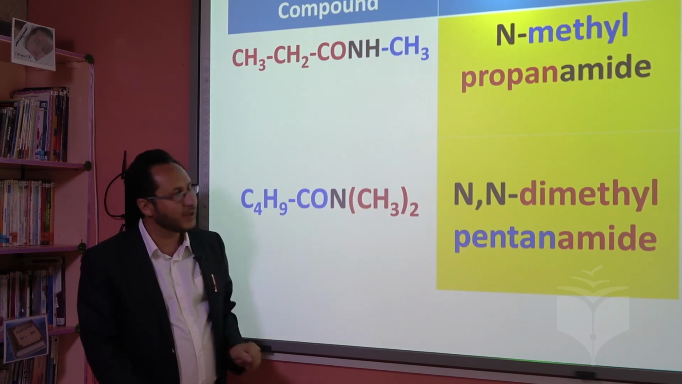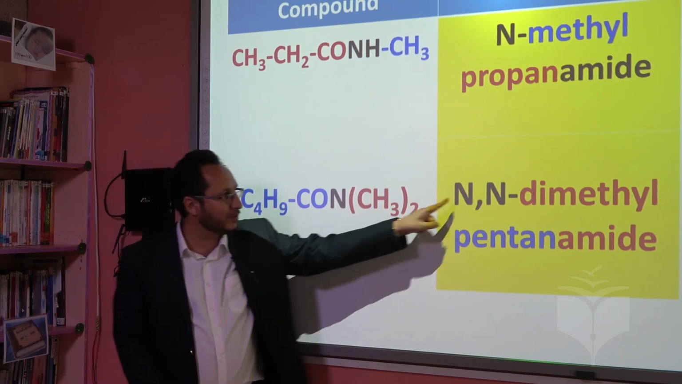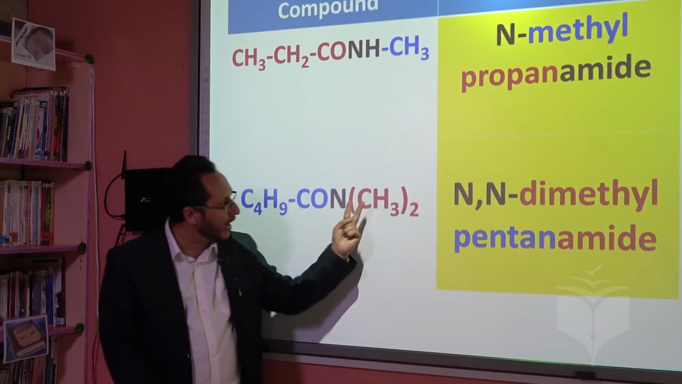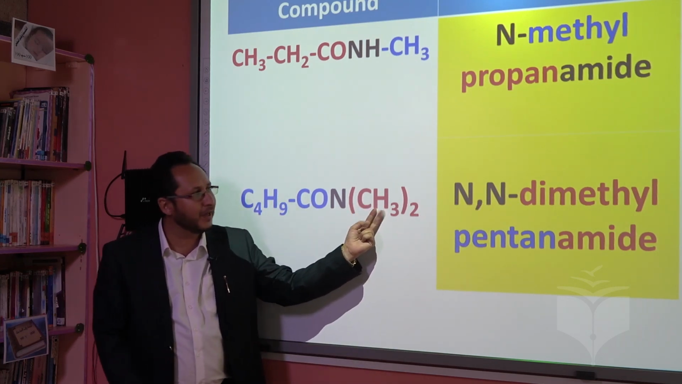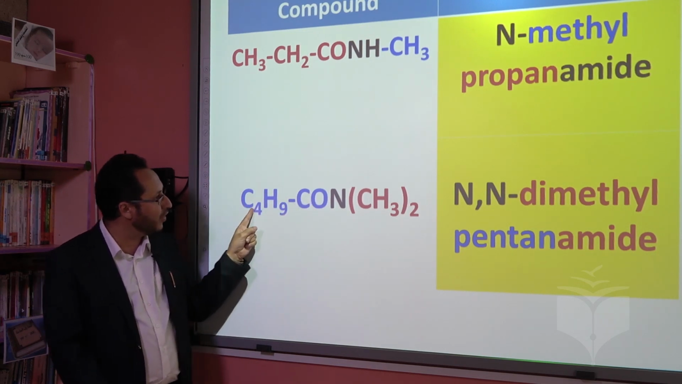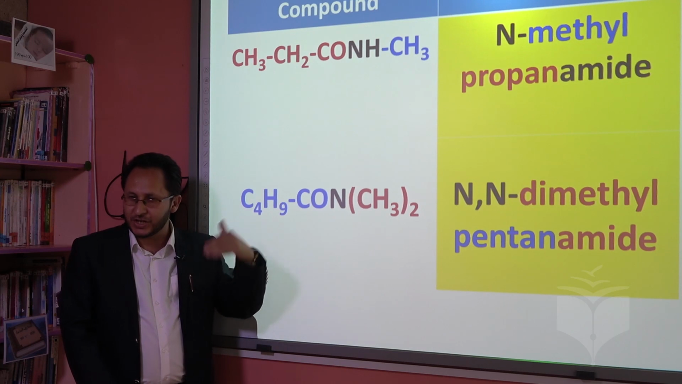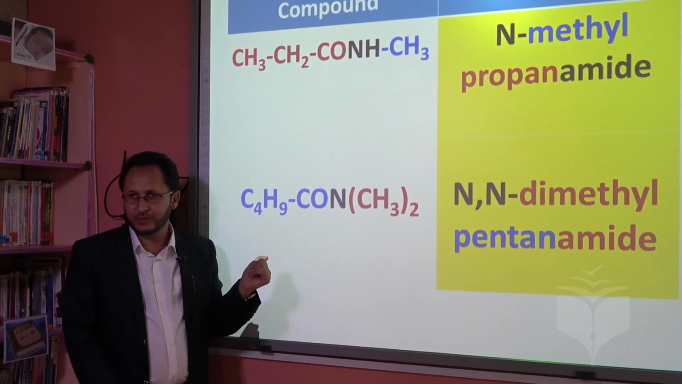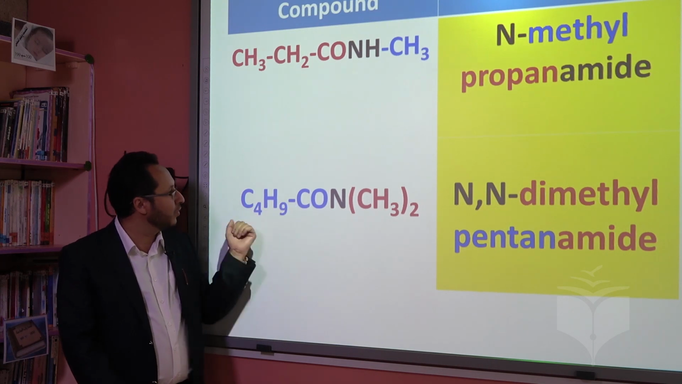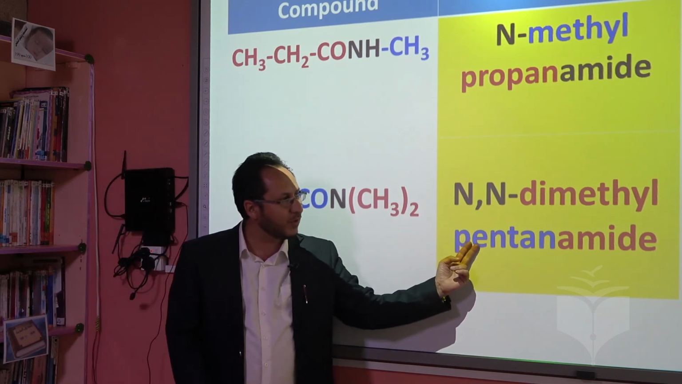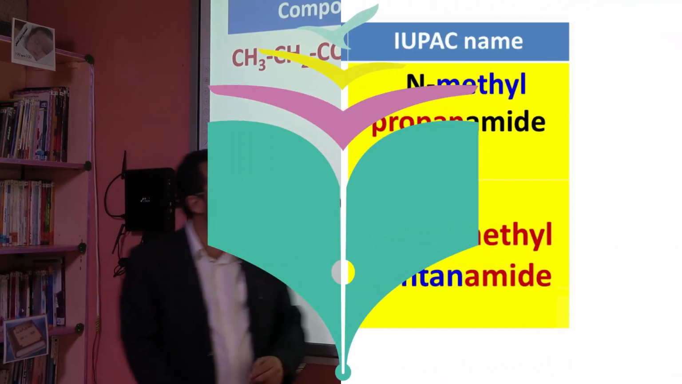So in this case, we write it at the nitrogen atom, and also at the nitrogen atom we have dimethyl for this compound. What is this compound? C4H9. So it means it is CH3, CH2, CH2, CH2, CH2. Then we have CO. So how many carbon atoms do we have now? We have 5 carbon atoms. So for 5 carbon atoms, we call it pentanamide.